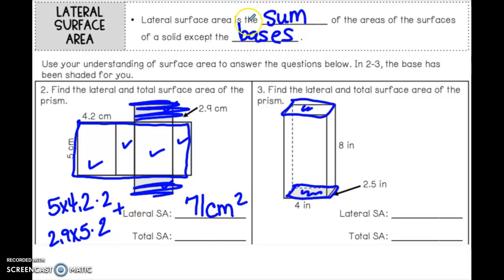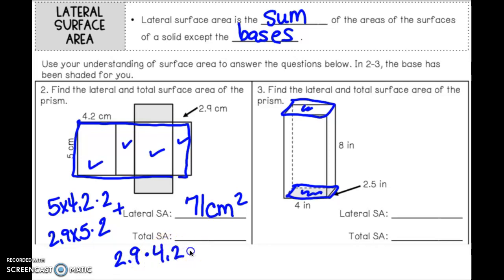And then to find the total surface area, whoops, put my eraser on. I'm going to erase that. We're going to add in the 2 bases. And the bases are 2.9 times 4.2. And again, there's 2 of those, so I'll multiply those by 2. And then we're going to add that to the 71, and our total is going to be 95.36 centimeters squared.